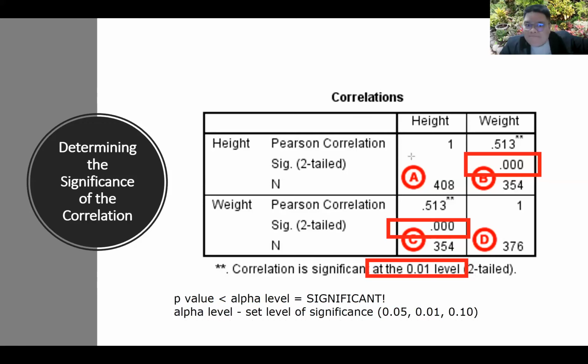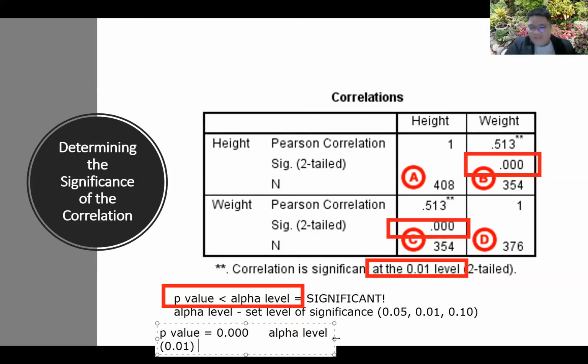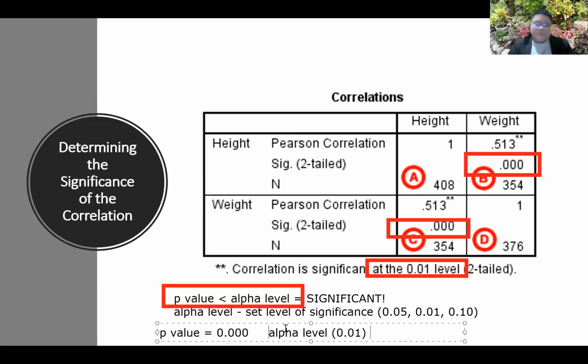Now class, let us find out. I told you earlier that the test is considered significant if the p-value is less than the alpha level. Now, let us look. The p-value here is 0.00. What can we conclude if I compare it to the alpha level of 0.01? Is it significant or not significant?